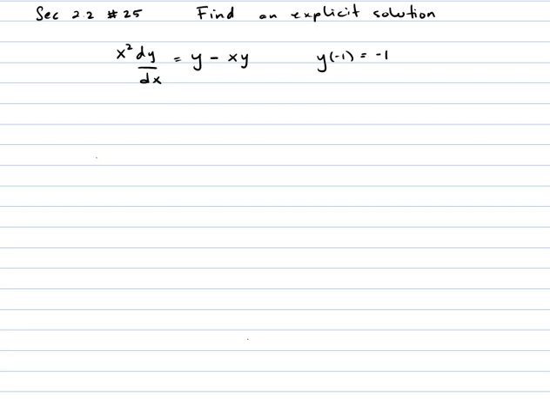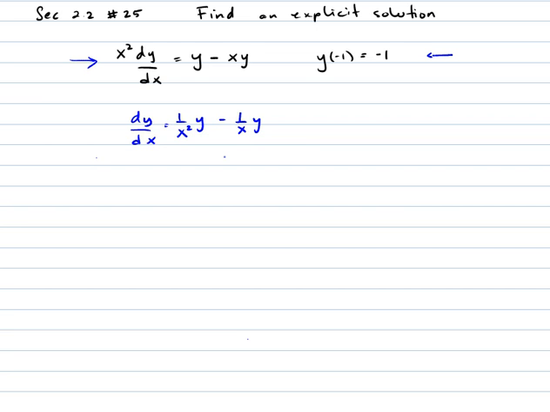This is number 25 in section 2.2, and here we want to find an explicit solution to this differential equation and initial conditions, so this initial value problem. Okay, so the first thing I'm going to do, this is a separable, well, hopefully a separable equation. So the first thing I'm going to do is divide by x squared. I'll have dy/dx is equal to 1 over x squared y minus 1 over x y.